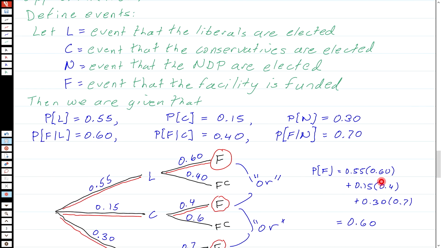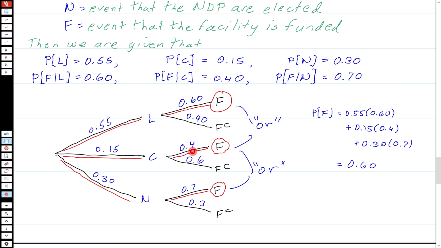And from this, I can now construct an event tree. I've got three original branches: the Liberals get in, Conservatives get in, NDP get in, and the probabilities of these are labeled on the branches. Then I've got conditional probabilities: the probability of funding given that I'm on branch L is 60%, that's this number, and non-funding is 40%, so that these things add up to 1. And you should check these too, to make sure they add up to 1. So I've got 0.3, 0.7, and that adds up to 1.